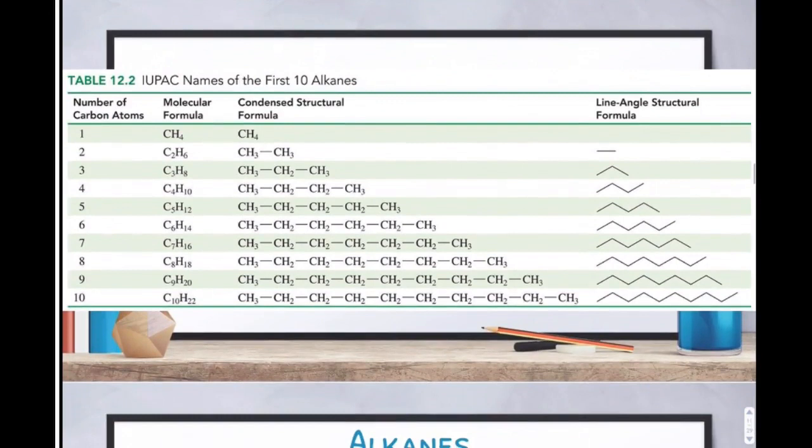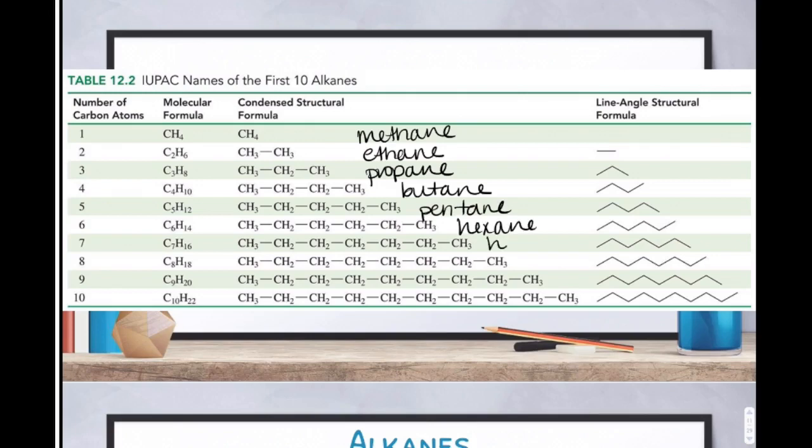And so here's the names of the first 10 alkanes. You've got 1 carbon atom, this is methane. This would be ethane. 3 carbons, do you remember, was propane. This would be butane. Then we have pentane, hexane, heptane, octane, like in gasoline, nonane, and decane.